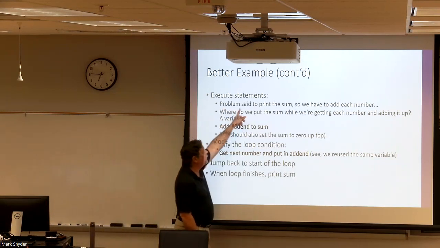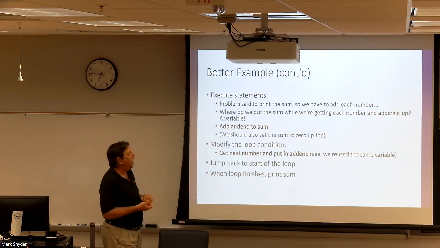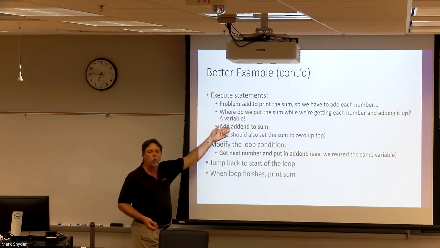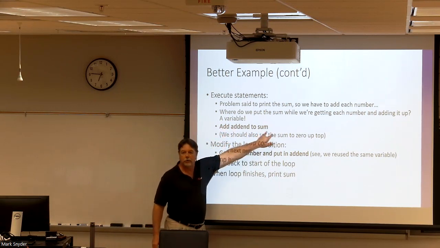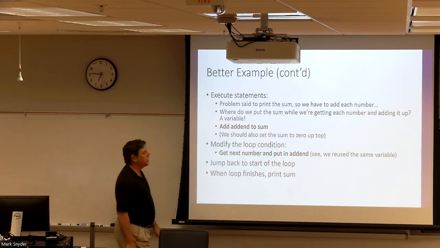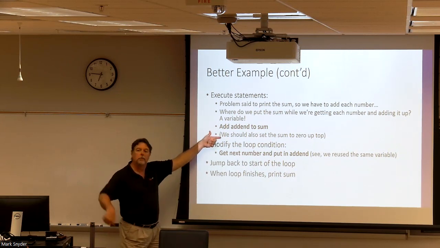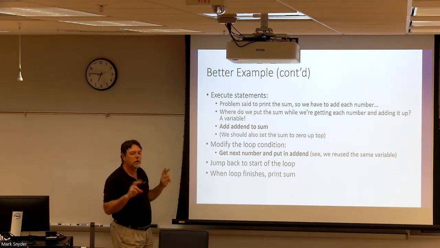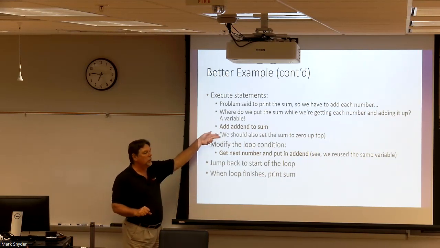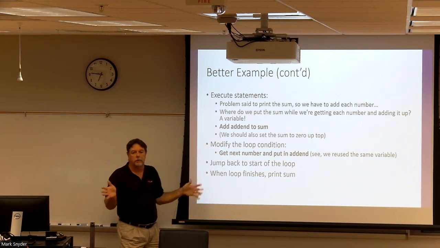So the problem said to print the sum, so obviously we have to add each of the numbers, and we're going to use a variable. Our work to do in this case is basically add the number we got from the user to the sum variable. Like I said, I was thinking ahead a little bit. Going back up to the top, in our initial condition, always set your accumulators, or total variables, subtotal variables. You need to initialize those things as part of your initial condition if the problem you're working on includes them. Sometimes it doesn't.